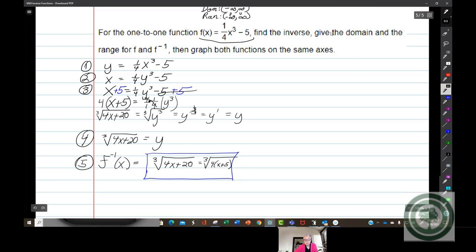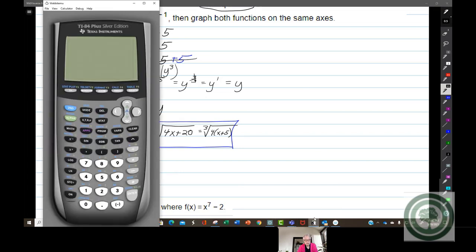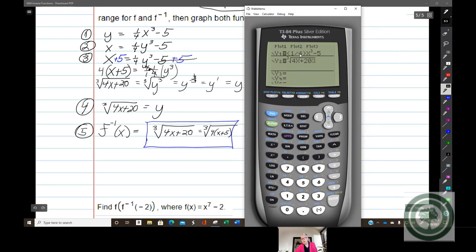Now we're going to graph both of them. We're going to have the cube root, so math and 4. Here we go, 4x plus 20. Let me see if there was anything more there. Like, should I have added anything onto it? No, no, okay. So there I have y1 equals 1/4 x to the third minus 5, that's f of x. And y2 is f inverse of x. Okay, let's graph it, see what they look like.